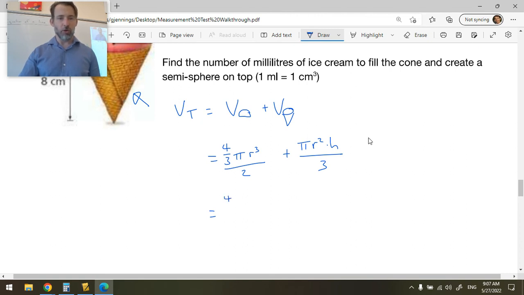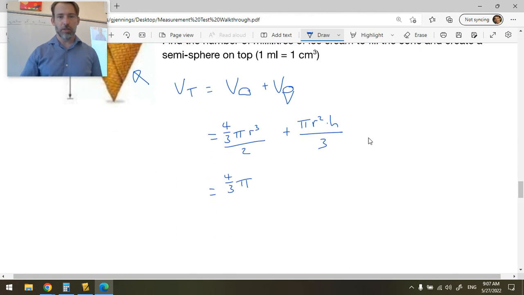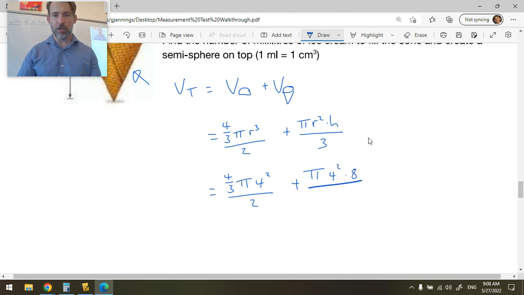We would say 4 over 3 pi times the radius cubed. The radius here is 4 centimeters. So that's 4/3 pi times 4 cubed, all divided by 2. And then plus, this is pi times 4, oops, not the radius. We're going to substitute here, Mr. Jennings. 4 squared times 8, all divided by 3. And then if I'm really sharp here, I can notice 4 squared times 8 is the same thing as 4 squared times 4 cubed.